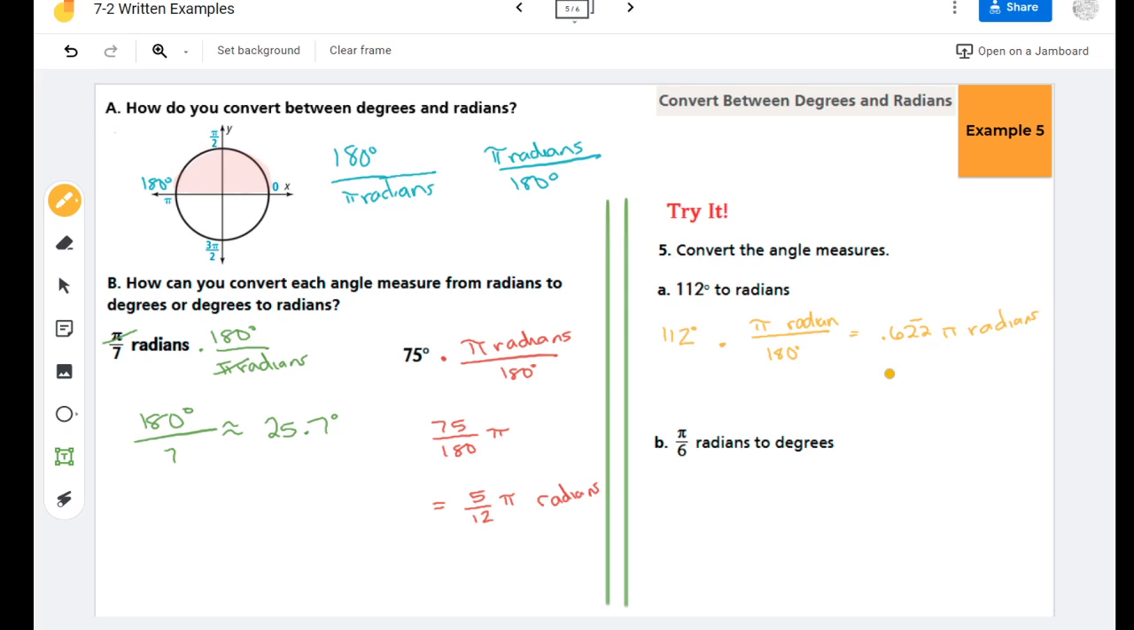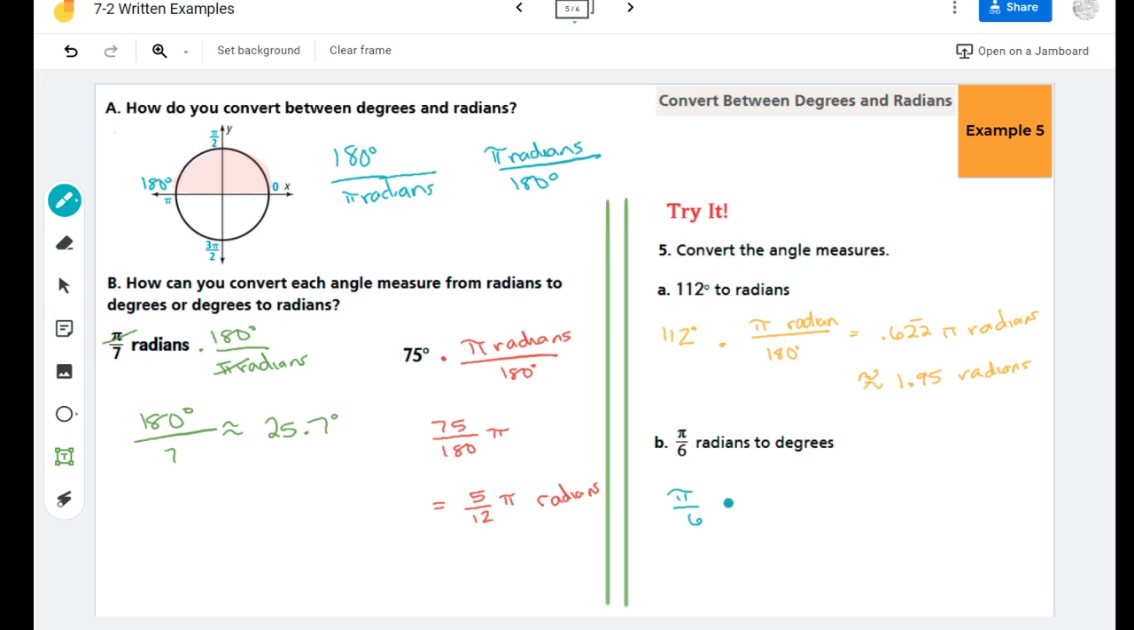But they don't like it in terms of pi either for this example. So I'm taking that 0.6222222 and I'm multiplying it by pi. And so what I'm getting is an approximation. It's about 1.95 radians. Again, we usually leave it as a fraction. So just look for what form Savvas is asking for.